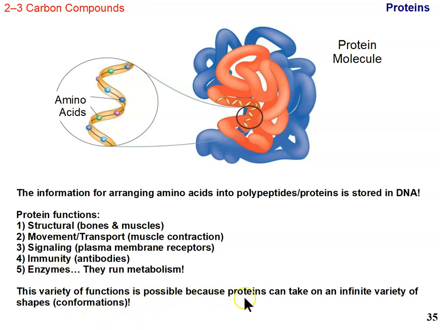So this variety of function is possible because proteins take on an infinite variety of shapes, and we call the shapes of proteins conformations. So if you see that word conformation, the conformation of a protein is simply a fancy word for the shape of a protein, and it's the shape of the protein that gives it its function.